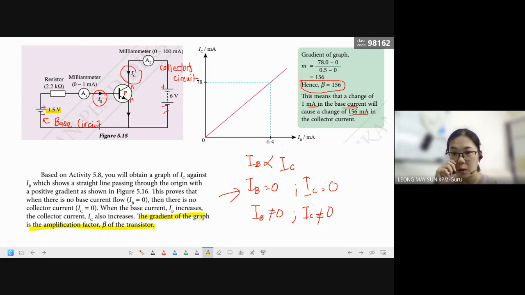So up to here, are you guys all right? I have to keep asking if you guys are all right because this is transistor, anyhow.